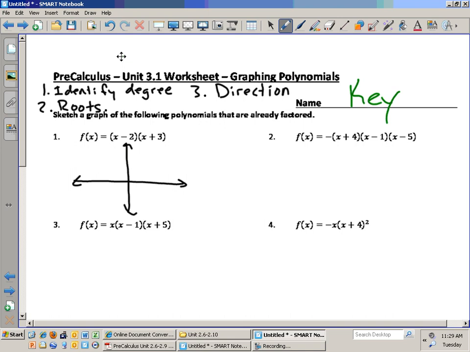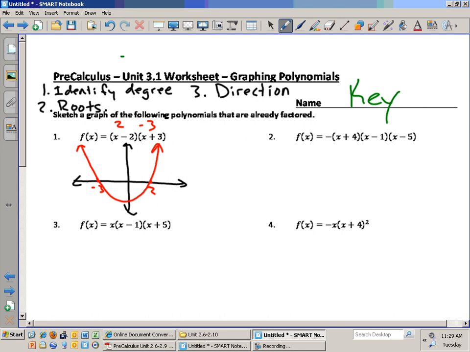So we just want to sketch a graph already looking at them factored. What's the first one here? What are the roots here? 2 and negative 3. So I plot them. Negative 3, positive 2. Now, the direction. This is an even-powered function. Does it start up and finish up, or does it start down and finish down? Starts up, finishes up. So I draw it right through there. Piece of cake upside down.